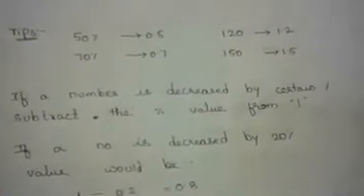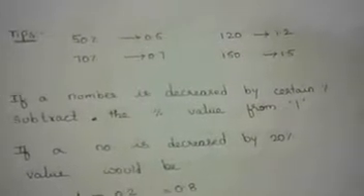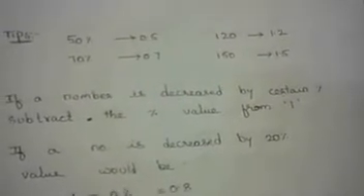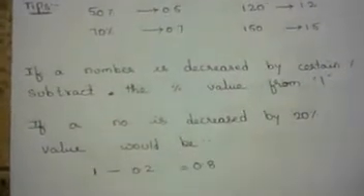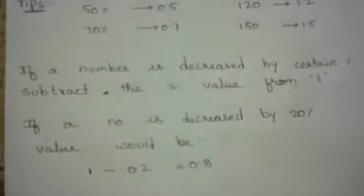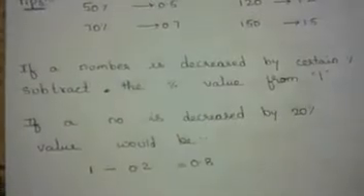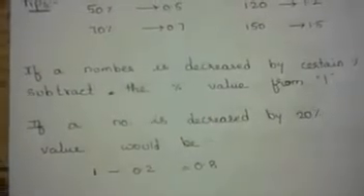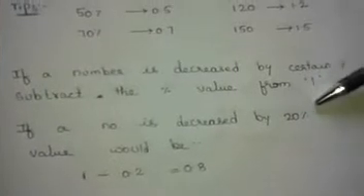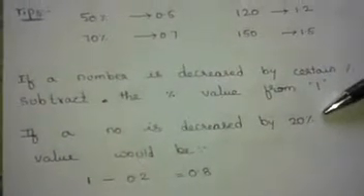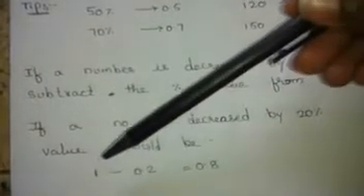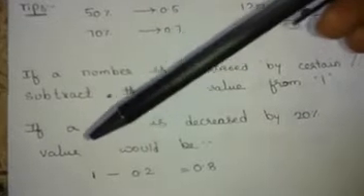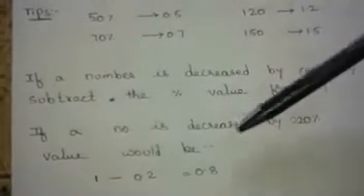If a number is decreased by a certain value, subtract the percentage value from 1. Now I am going to explain how to do that. Let us assume that a number is decreased by 20%. The value given here is 20%. If we convert 20% into a decimal value, it would be 0.2. So what you have to do is subtract 0.2 from 1. So 1 minus 0.2 would be 0.8.